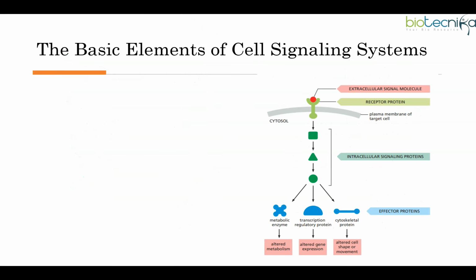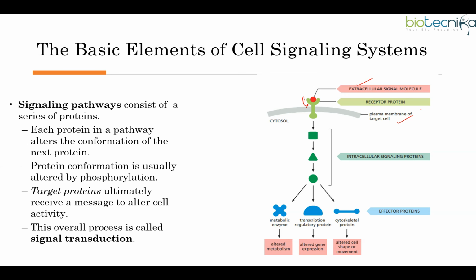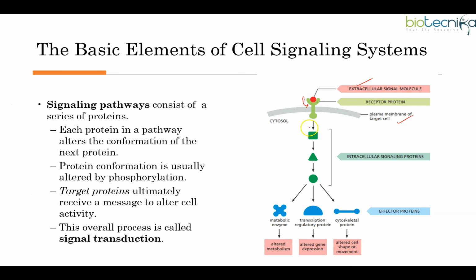What are the basic elements of cell signaling? As I said, there should be some extracellular signal molecule. From where is this coming? From any other cell, which will be binding to a receptor protein. This receptor protein is present on the plasma membrane of the target cell. So this receptor protein, once it gets activated after binding of the molecule, is going to trigger or activate several other downstream proteins inside the cell. So these will also act as signaling proteins, like this will signal this one, this will signal this one.